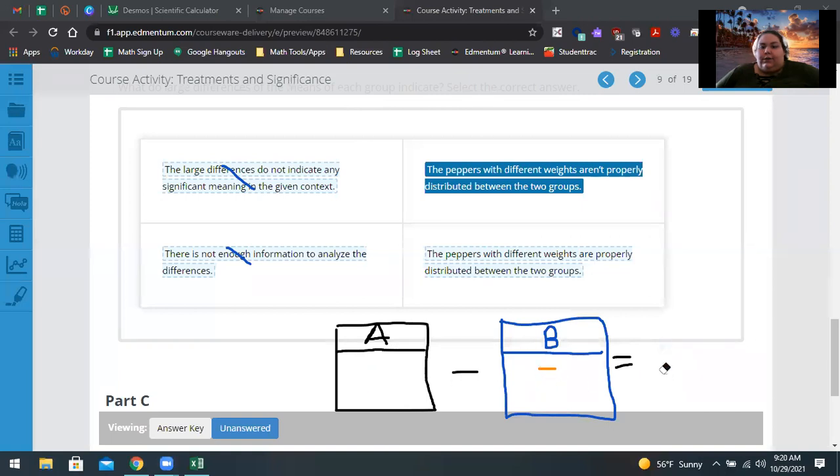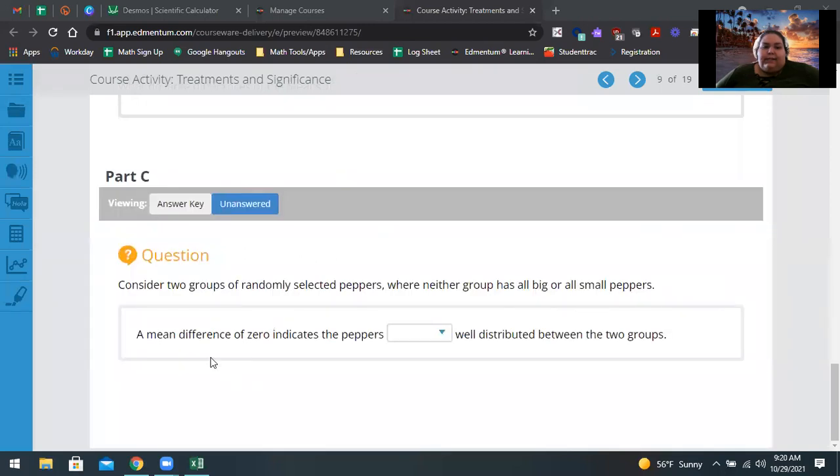But let's go ahead and take a look into part C. So it says the mean difference. After subtracting group A and B, the mean difference of 0 indicates that the peppers are or are not well distributed. Remember, well distributed means, in other words, are they balanced? So if we get 0, can we say that the two baskets are balanced or not balanced? Go ahead and select your answer for part C. So let's go ahead and move on to the next task.